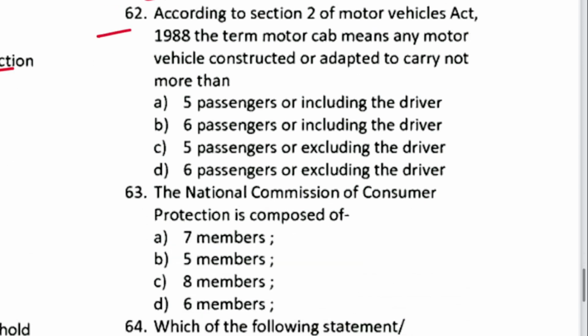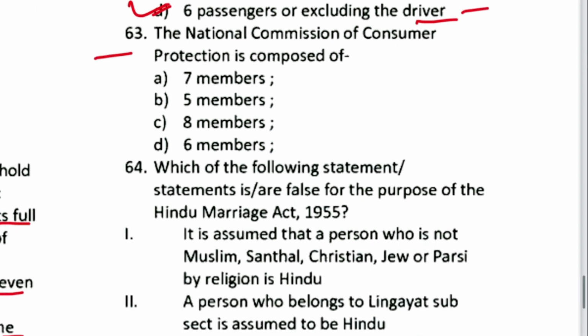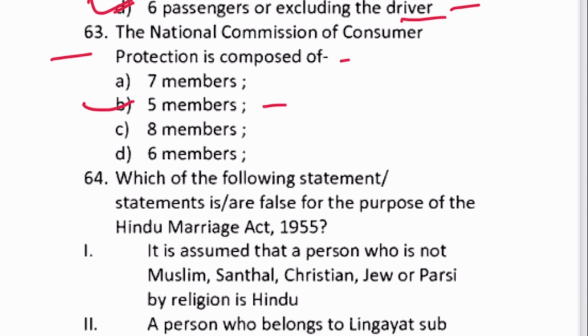Next 62. According to section 2 of the Motor Vehicles Act 1988, the term motor cab means any motor vehicle constructed or adapted to carry not more than 6 passengers excluding the driver. D is the answer. And this is defined in section 2(25) of the Motor Vehicles Act. Next 63. The National Commission of Consumer Protection is composed of 5 members. B is the answer. And it is mentioned in section 54 of the Consumer Protection Act 2019.